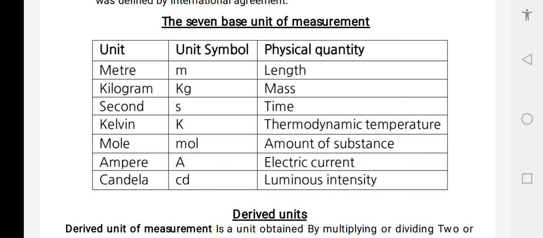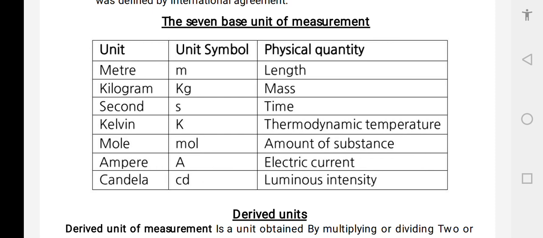What will help you? You need to know that displacement falls under length. What are the standard units for length? Meters. All right. So those are the things that you need to know.